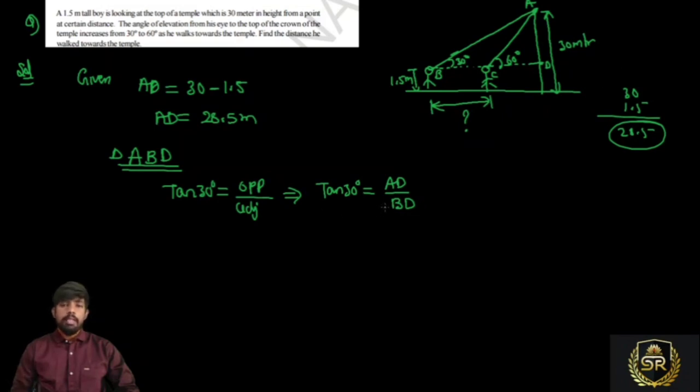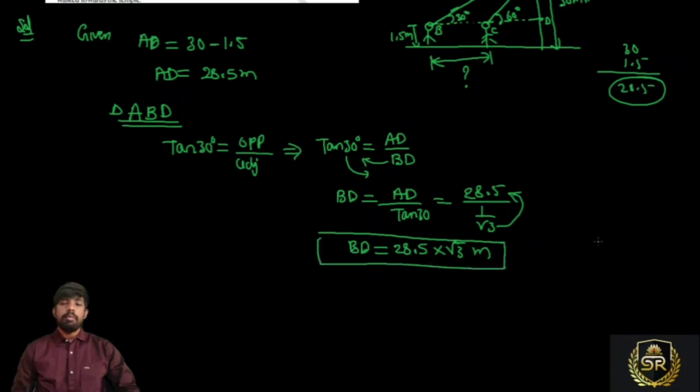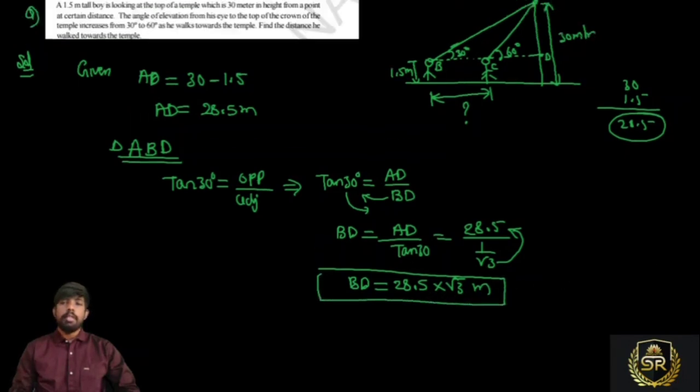Now send BD to the left hand side and bring the right hand side over: BD is equal to AD by tan 30 degrees. AD distance is 28.5, and tan 30 is 1 by root 3, so bring this root 3 up. So BD is equal to 28.5 into root 3 meters. This is the BD distance.